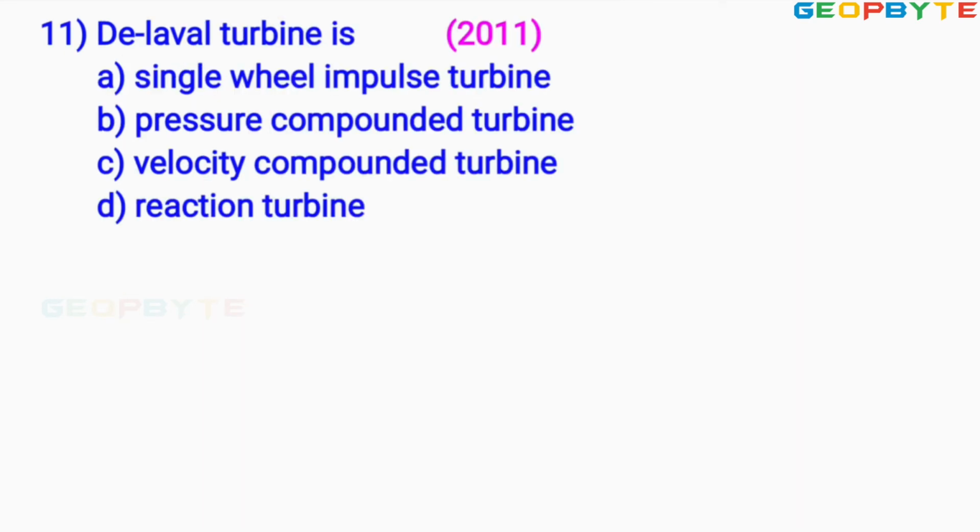Look at the 11th problem. It was also asked in 2011. The De Laval turbine is the single wheel impulse turbine. Remember, the De Laval turbine is always constructed to work with a converging diverging nozzle. This point is very, very important. Let me write it as a note.